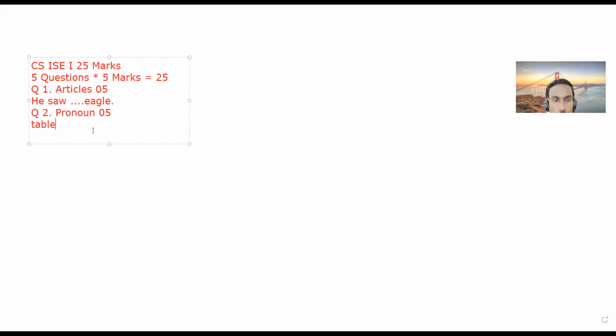Yes, you have to draw only one table, and that is with answers. There is no need to draw first a question table and below that an answer table. No need to draw the table two times, only once you have to draw the table and fill it with answers.